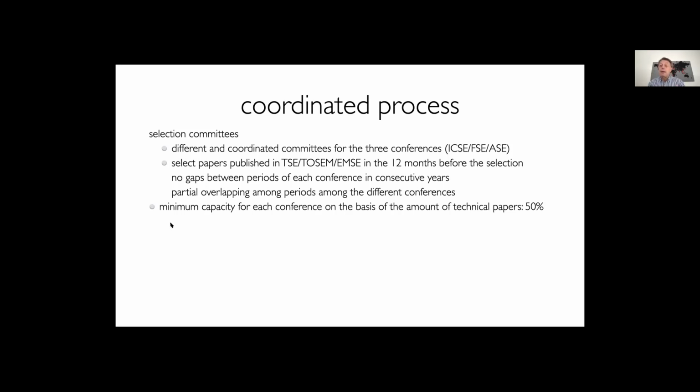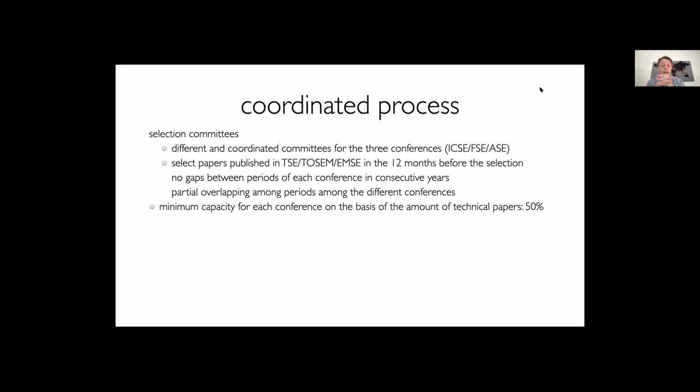We will actually use the same time window for all conferences, which is 12 months before the selection. Since each conference is annual and each has a 12-month window, there will be a complete overlap. So every paper submitted as a journal-first paper will qualify for every conference, and there is no overlap for the same conference. So ICSI, FSC will have separated periods, overlapping with ICSI, of course.